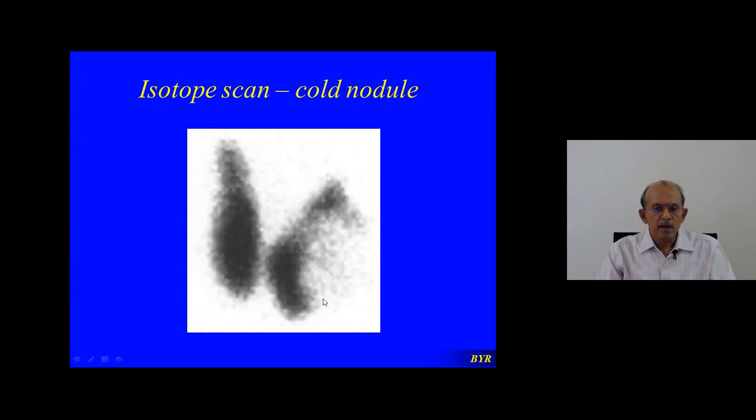So whenever you find a non-functional nodule, you have to think of number 1, malignancy. Most of the malignant tumors of the thyroid gland are non-functional. Number 2, a degenerated nodule. Number 3, a cyst.